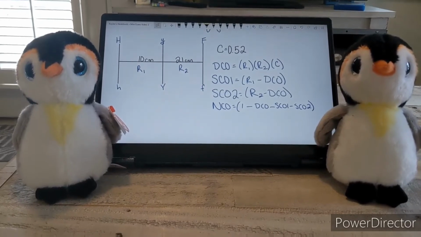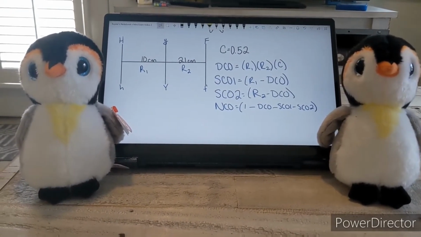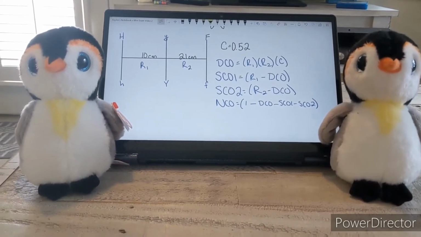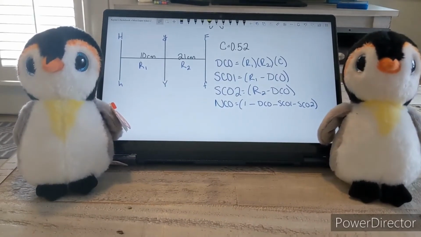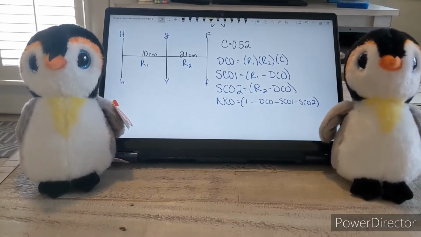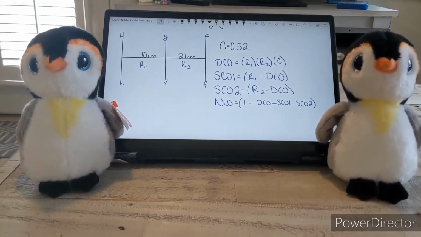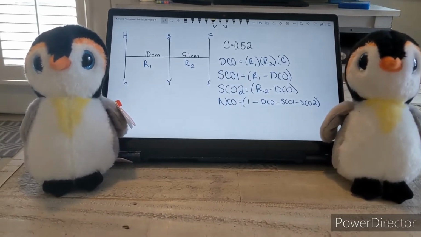The distance between each locus determines the likelihood of crossing over, where a longer length has a higher chance of crossover. There are four possibilities: DCO, double crossover; SCO1 and SCO2, which are single crossover in region 1 and region 2; and NCO, where there's no crossover. Now let's look at our model to determine the gametes for each.